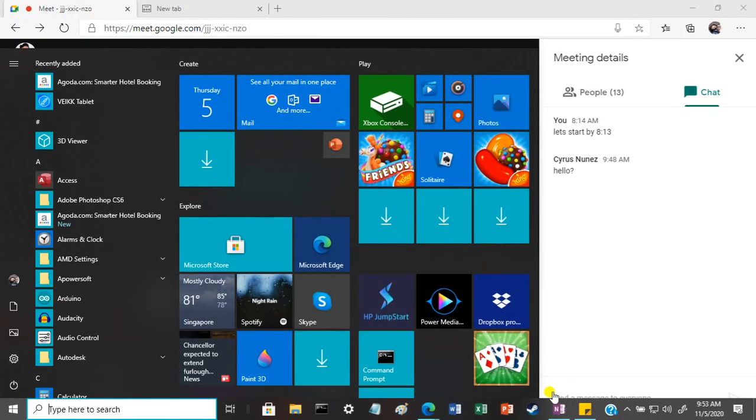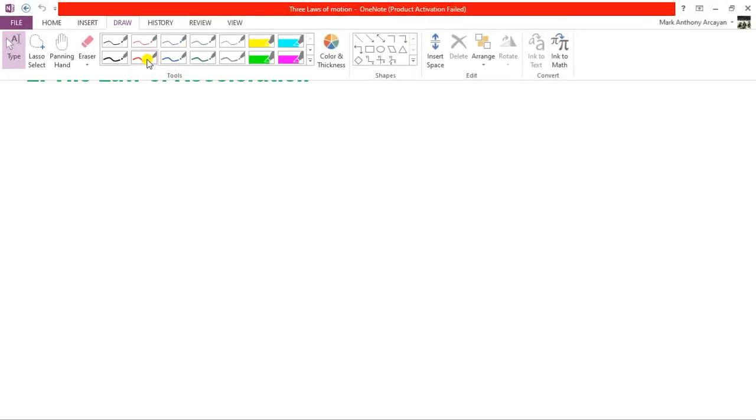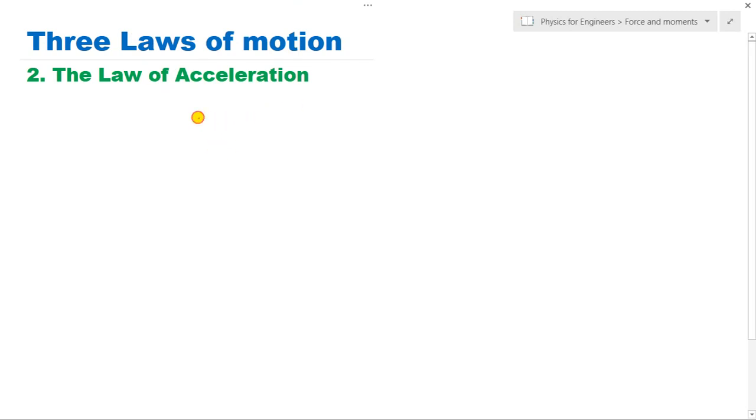Okay. So the second law is the law of acceleration. It states that your acceleration, class, is directly proportional to your force, but inversely proportional to your mass. So a is equal to the net force over mass. Why do we call it F net, class? Of course, if there is a net force, meaning there is an excess of force acting on your body, therefore you will accelerate. If your net force is 0, class, you have no acceleration, so your velocity is constant.